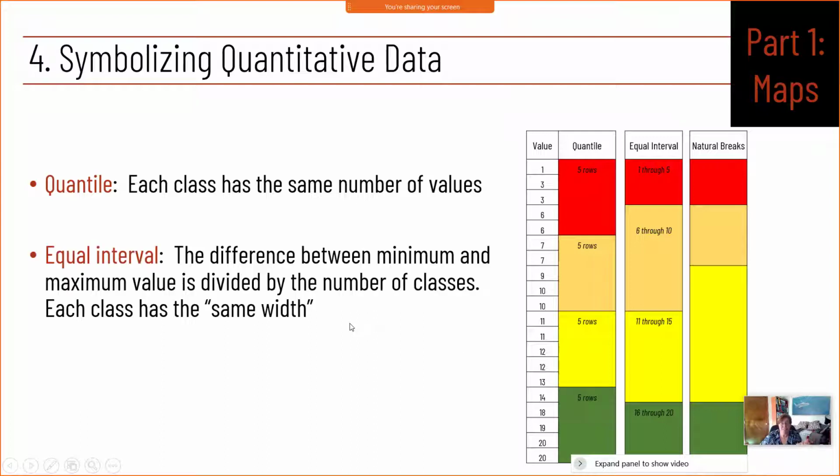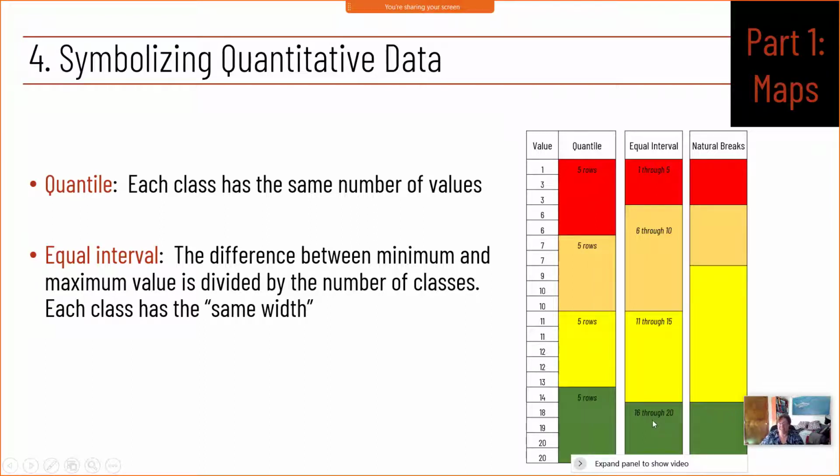The next way of dividing it up is, say, an equal interval. Here the minimum and the maximum value are 20 apart. We have 4 categories. So the first 5 fit in the first group, then values that fall between 6 and 10 in the next one, and 11 and 15 in the next one. You can see that the range for all of those is the same, but they don't all have the same number of points falling into them. So in this case, 14 would still be yellow, but 18 would already be green.